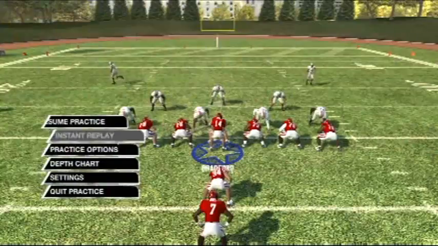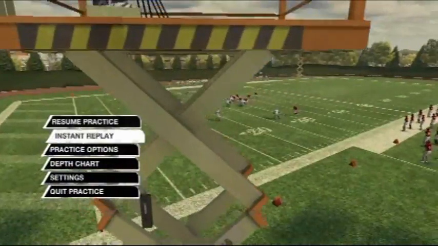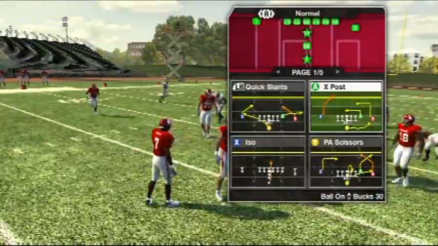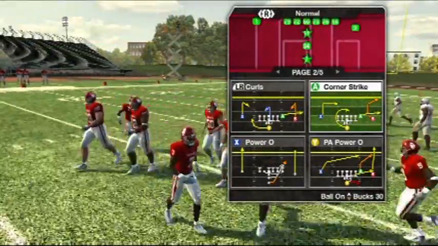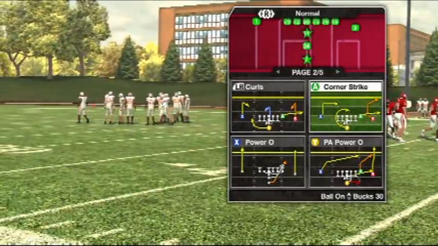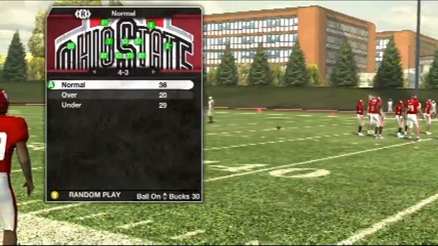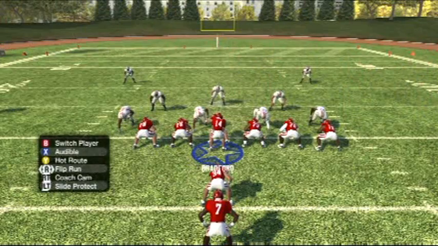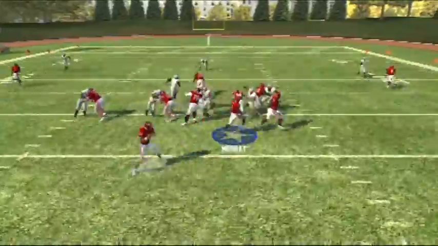So let's go ahead and look at another way, not just an ISO play, but really where this tends to come into play more is when you've got guys pulling. And so the big play that they added this year is the power O play out of the I formation. So let's go ahead and look at that. And we'll do the same thing. We'll go against the random play out of the 4-3. So we'll run it a couple times without, and then we'll run it a couple times with lead block control.